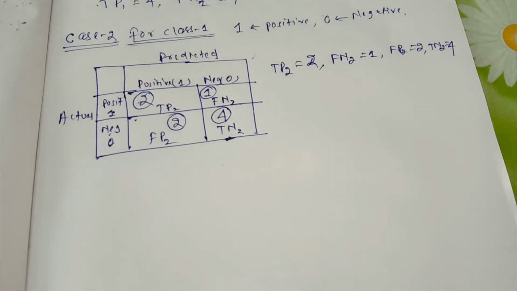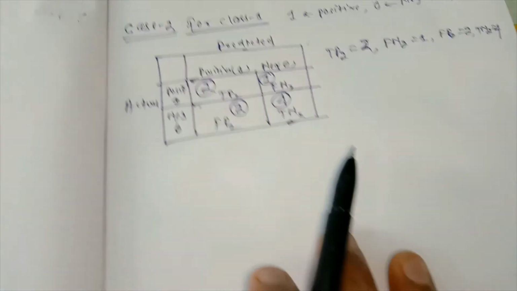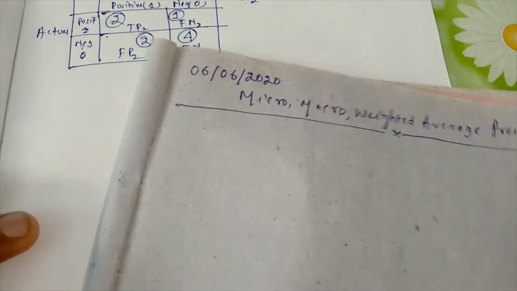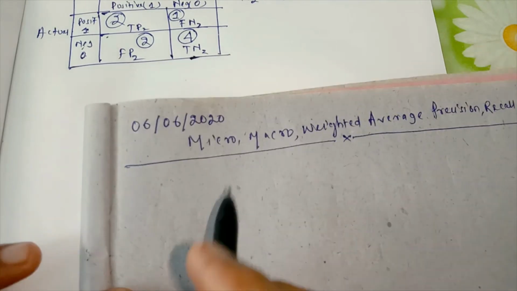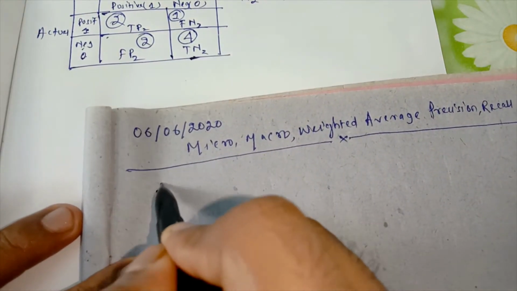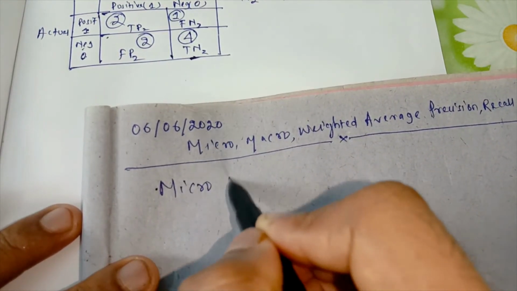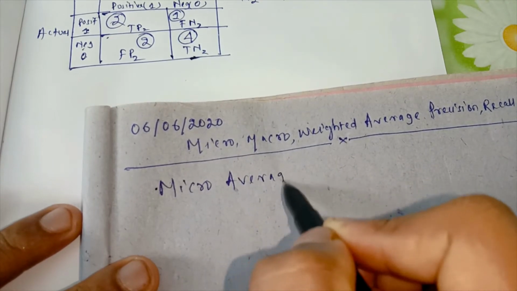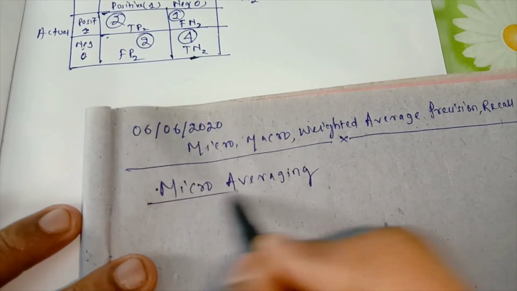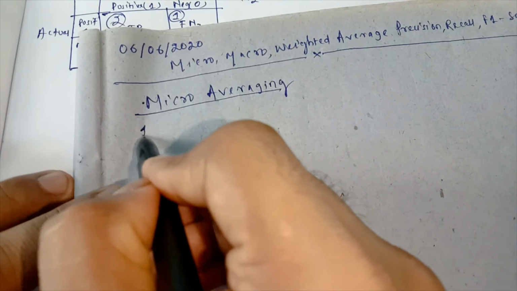Now our duty is to calculate micro, macro and weighted average precision, recall and F1 score. Let's start. Remember these values, we will use them further. Start with micro precision. We are going to use the micro averaging scheme, starting with micro precision.